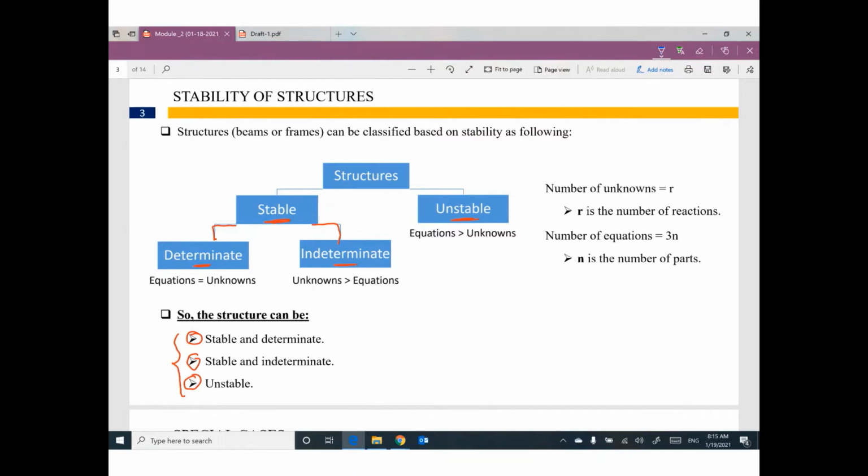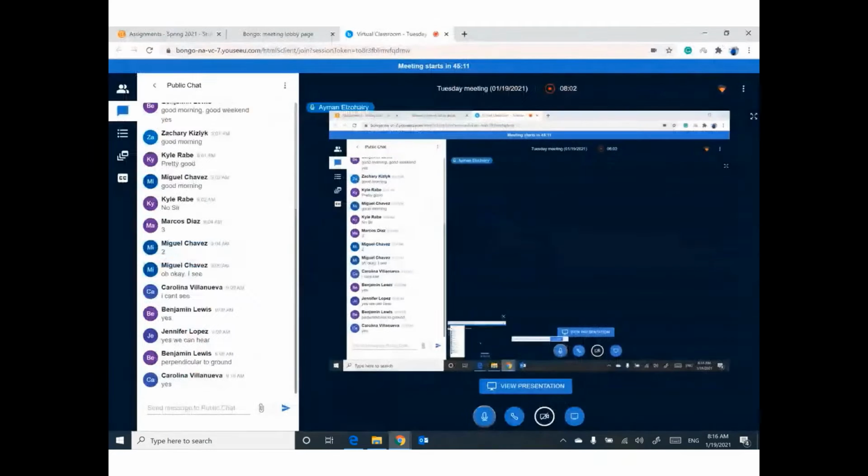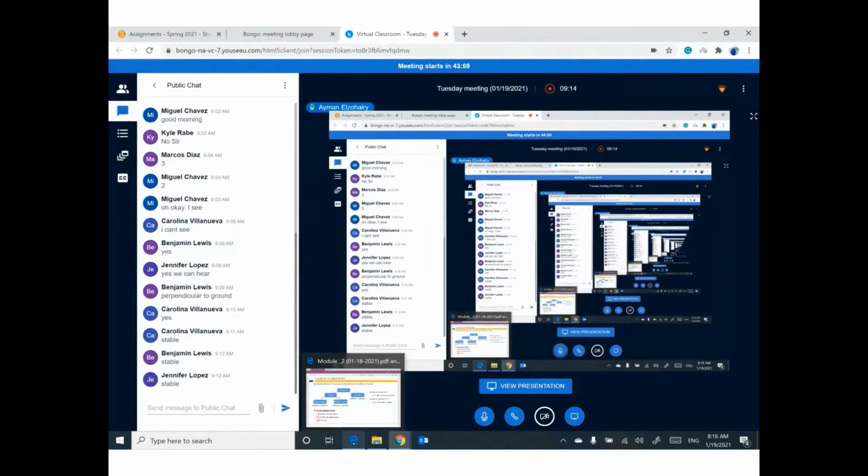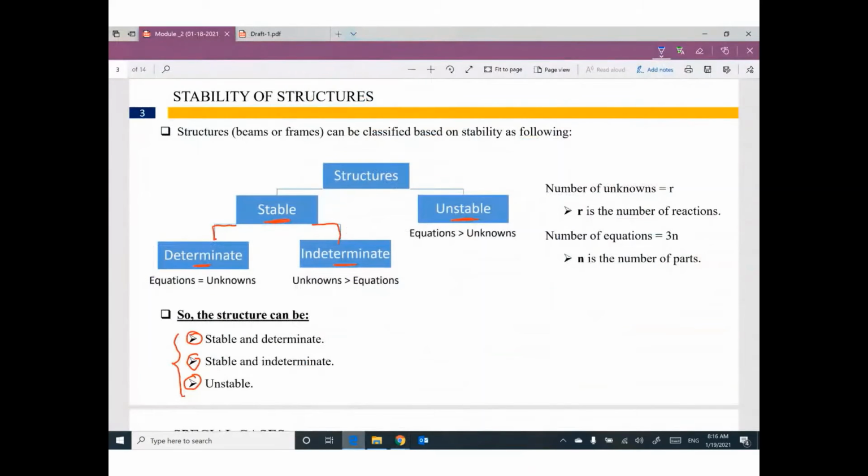Guys, do you like your structure to be stable or unstable? What do you think from the meaning of these words? Sure, we like our structure to be stable. Unstable means collapse. Unstable means failure. Unstable means people will die.